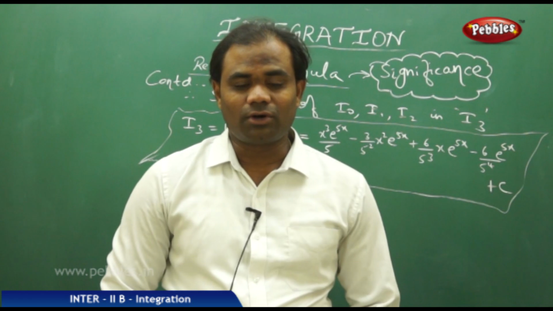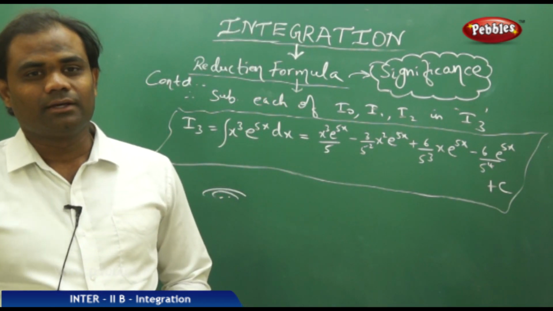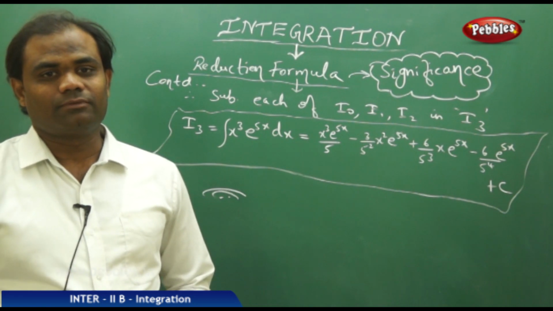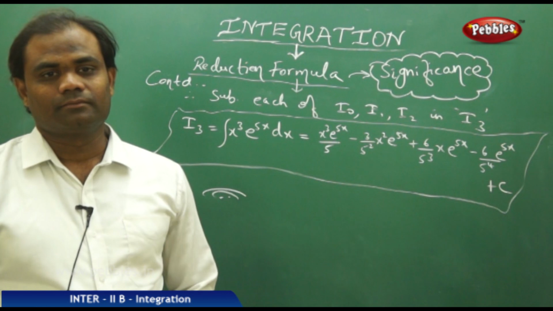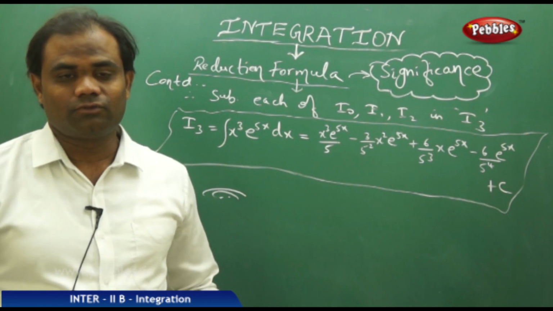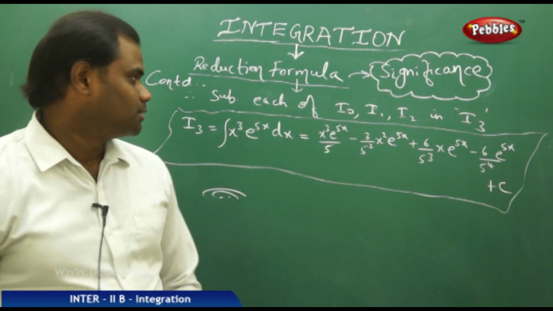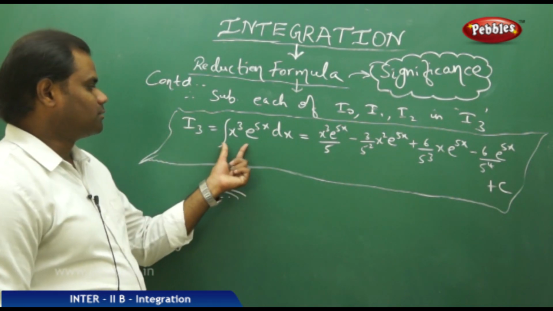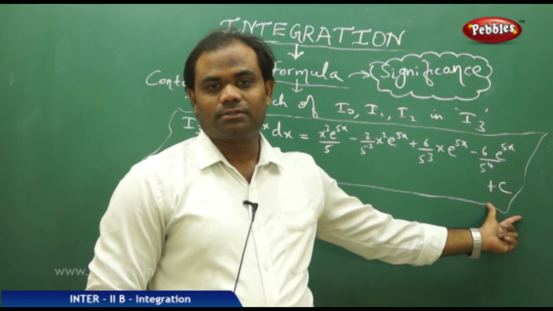So the significance of the reduction formula is that for larger n, integrations can be simplified by reducing the value of n and then finding. So reduction helps for larger values of n in the integration of functions. Integration of I3, which is x cubed e power 5x dx, is done with this.